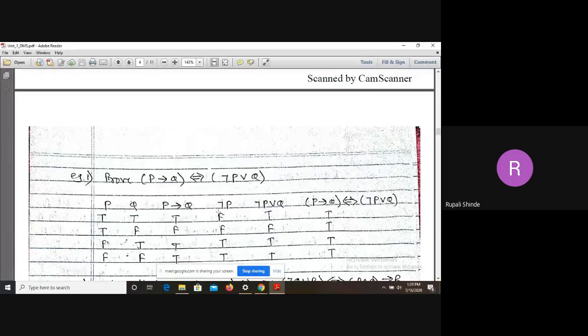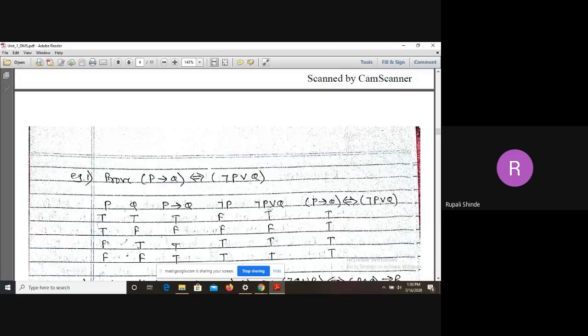Then in the next column, we have to find negation P. Whenever we have to take negation of any variable, if P is T, we have to write F in the negation of that variable. That's why negation of P is F. Again, F, F, T, T. So here we have taken the negation of the column P as negation P.